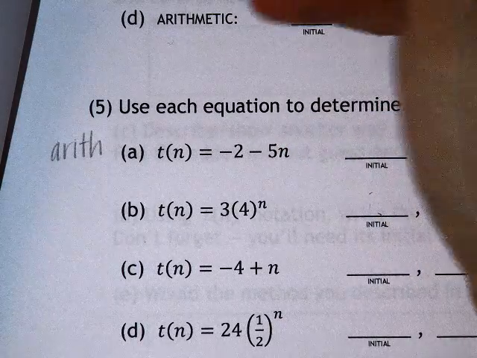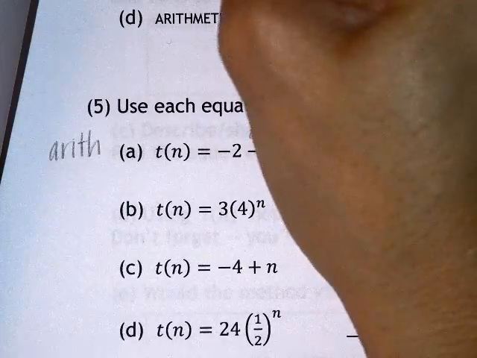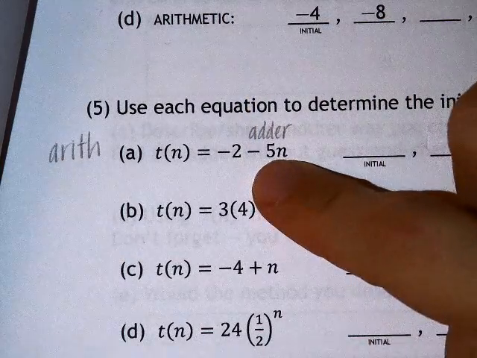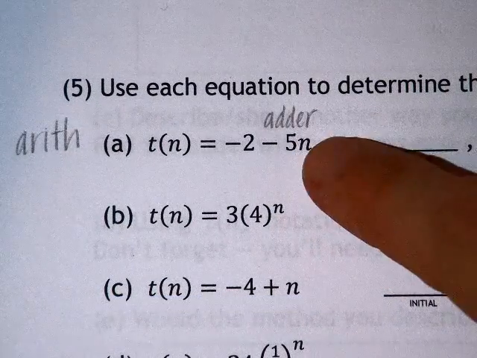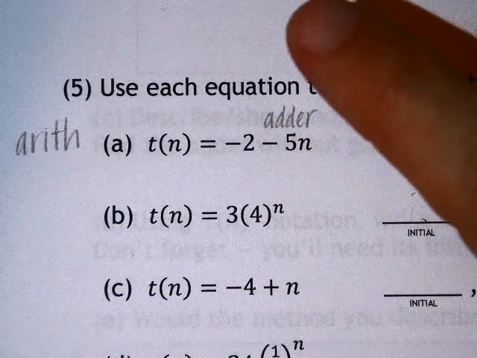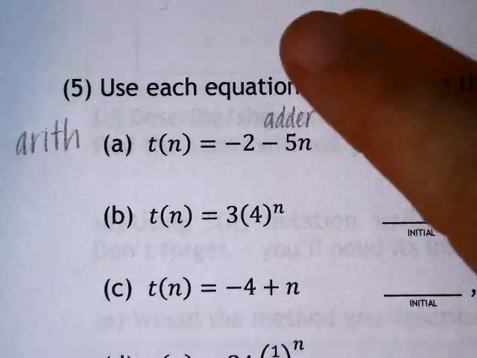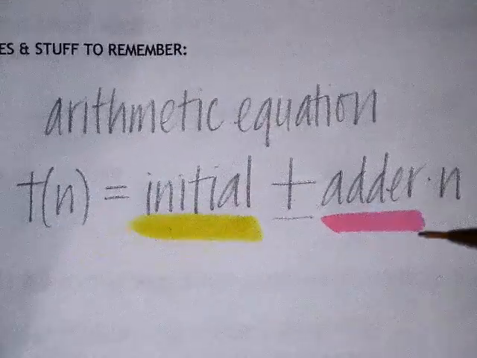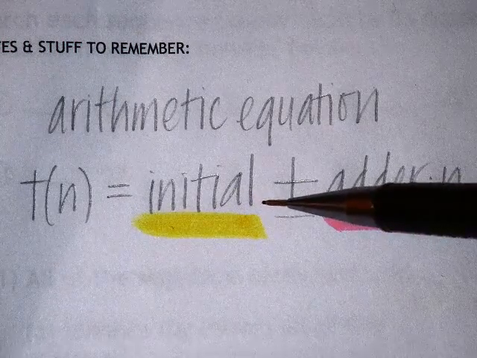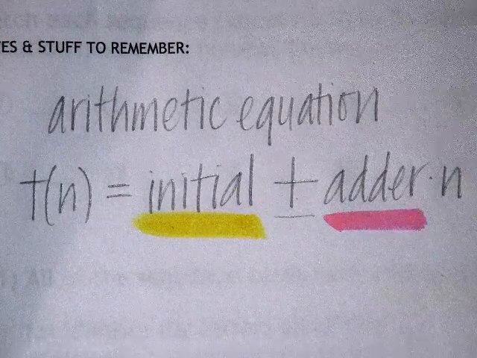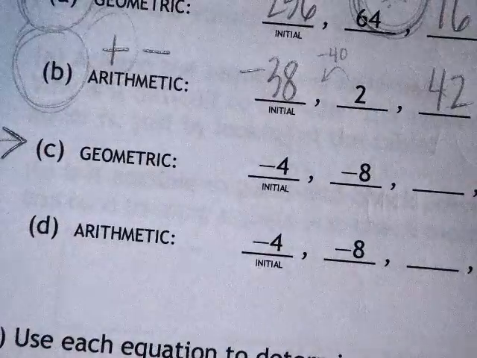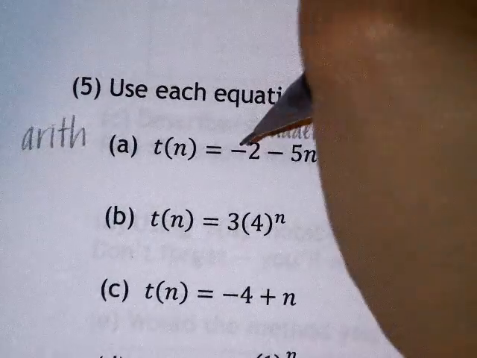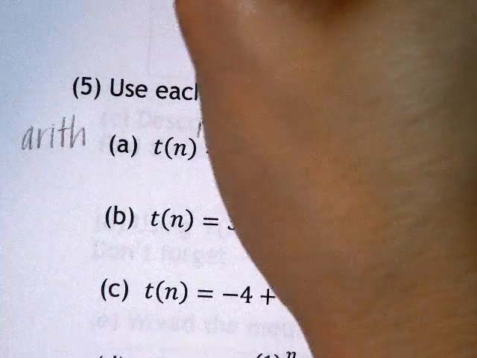So this is tipping me off about something else. It looks like negative 5 must be the adder, because the adder is always the number that is attached to the n variable. So if negative 5 is the adder, the other important number in an arithmetic sequence, and I'll just go back to my notes, is the initial value. So I'm using a little bit of common sense here, figuring if the adder is the one with the n, the initial is automatically the other one. And if I think about it, negative 2 is the only other number I've got, that must be the initial.